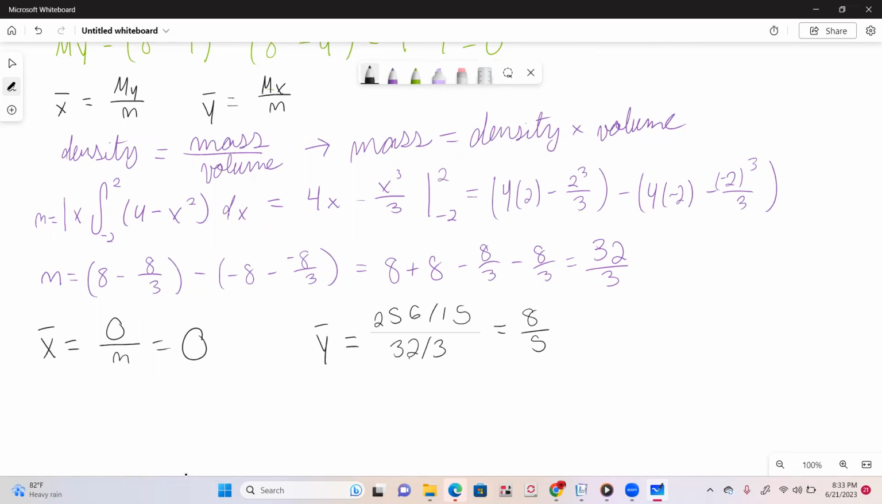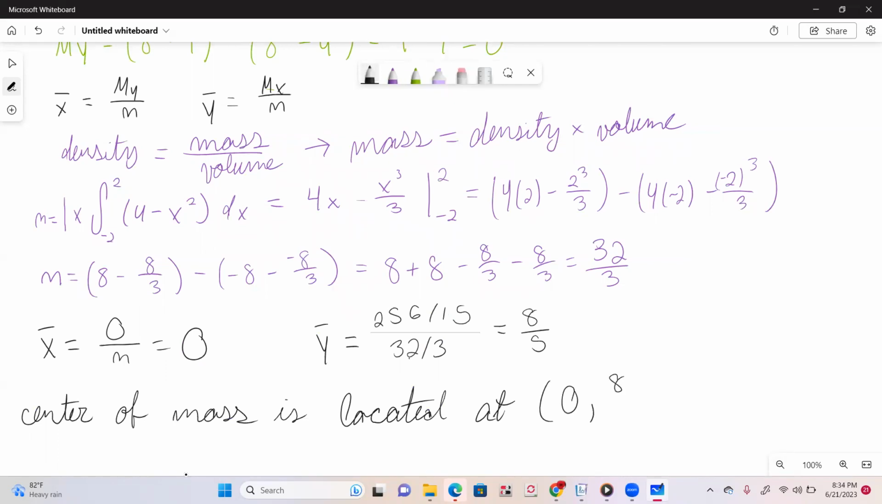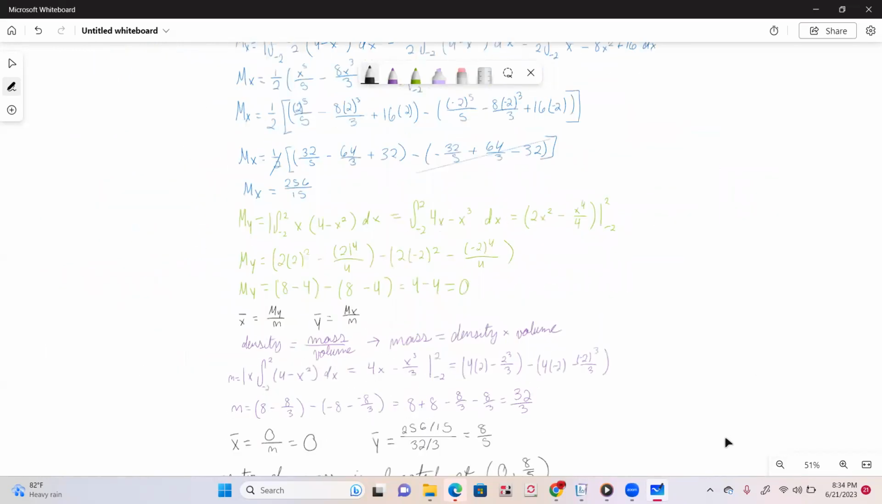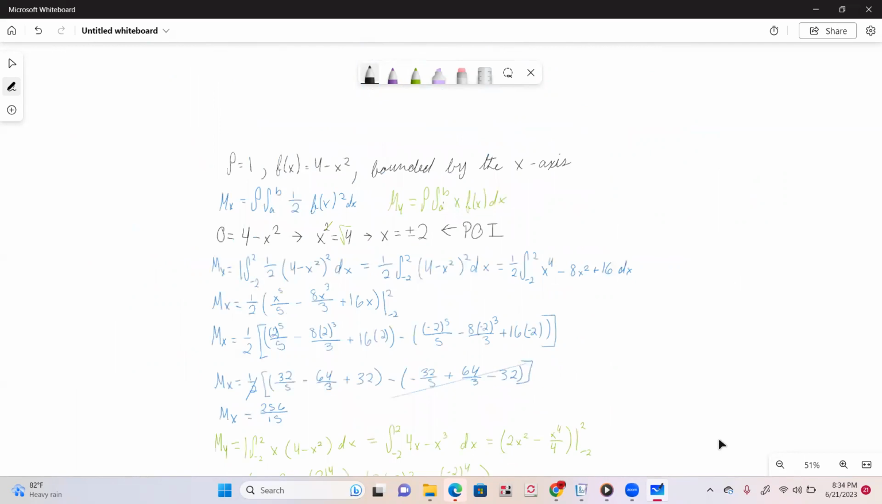So that means our center of mass is located at 0, 8 fifths. And that is the answer. It's actually not that hard to solve for. It's just kind of a lot of work.